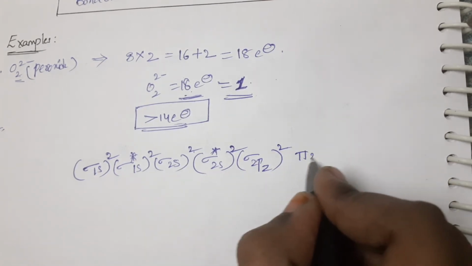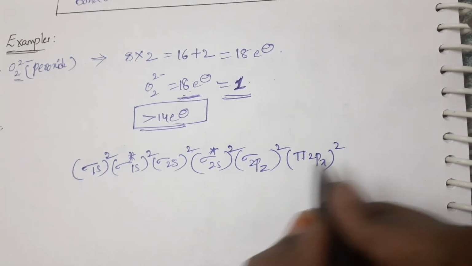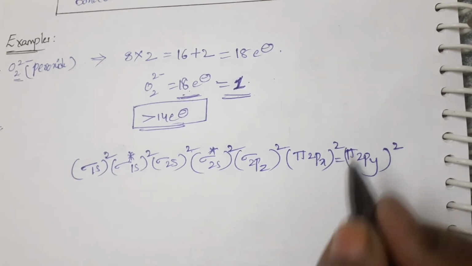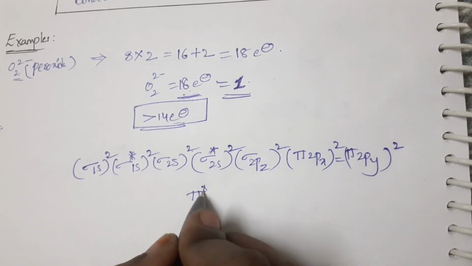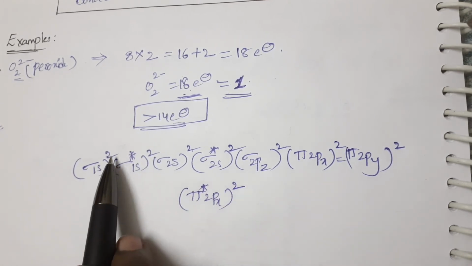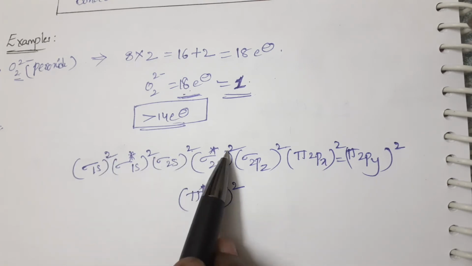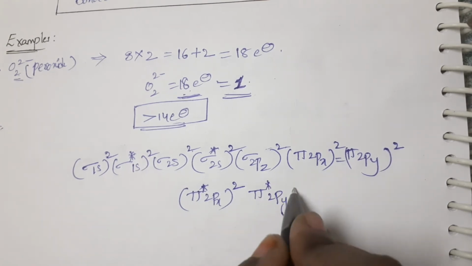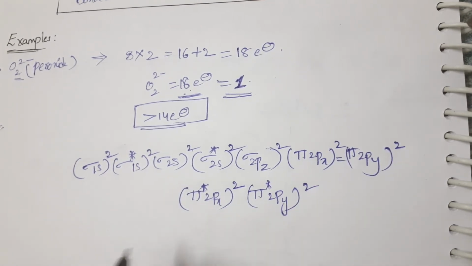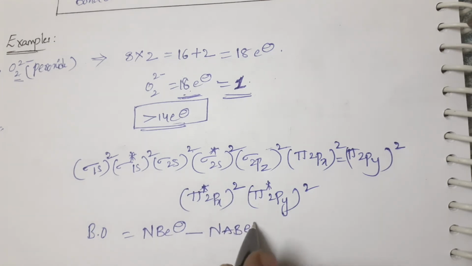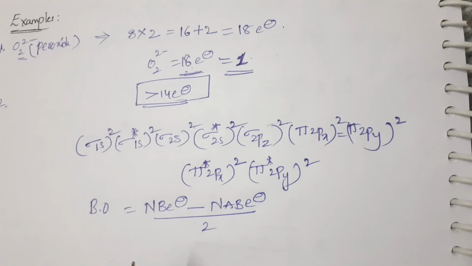Okay. Pi 2px 2, pi 2py 2. Then pi star 2px 2. Count it. How many electrons are completed? 2, 4, 6, 8, 10, 12, 14, 16. 2 more left: pi star 2py. Okay. What is the formula for bond order? Number of bonding electrons minus number of antibonding electrons by 2.